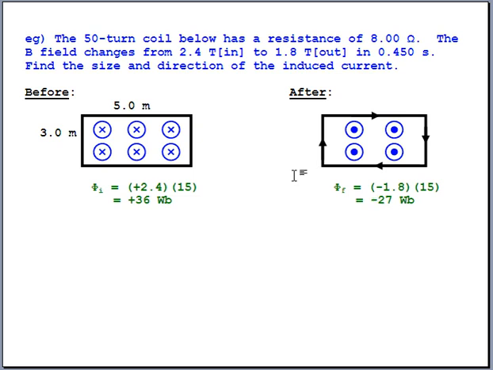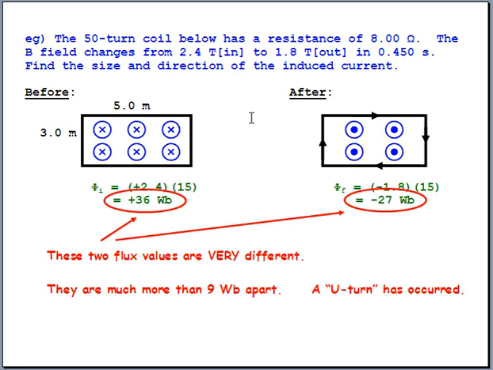But now I want to ask, how different are these two fluxes? Because we're going to have to find the speed that the flux has changed, the Webers per second. So I'm going to put some notes here in red. If you can squeeze them into your note booklet, that's great. You don't have to, but I just want to point out that these two numbers are very, very different. Plus 36 and negative 27, they're not just 9 apart. They're actually 63 apart. Or some people might say negative 63 apart. Whatever. Just don't say they're 9 apart, right?